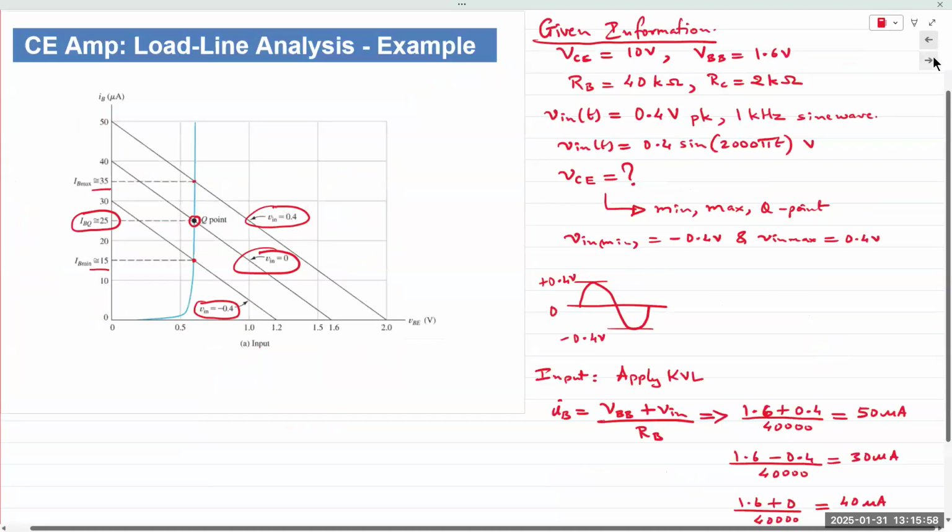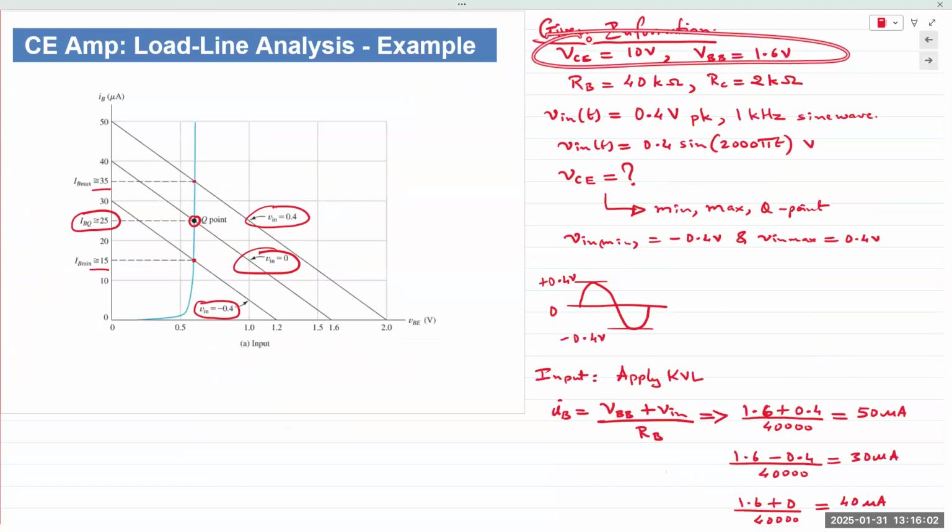So we are given, for the same circuit, values for VCC and VBB. We are given the resistor values, RC and RB, 40 kilo ohms and 2 kilo ohms. We are given V in of t as 0.4 sine of 2000 pi t. V of t is V peak sine omega t. VP means your input voltage swings between plus 0.4 and minus 0.4.